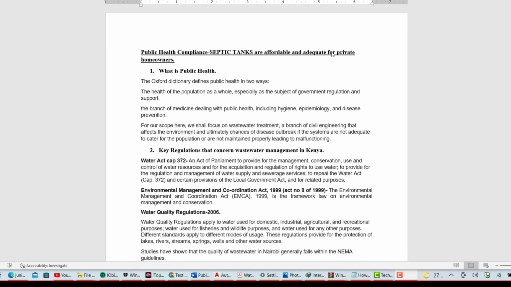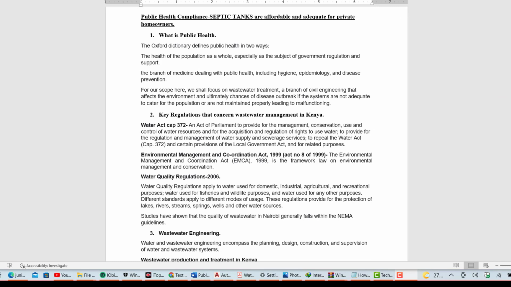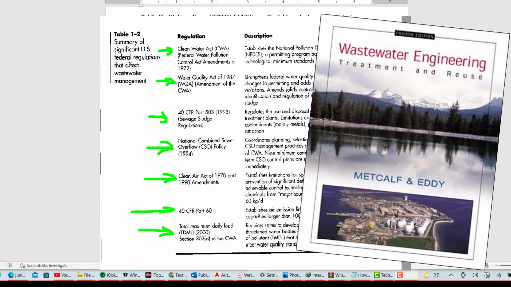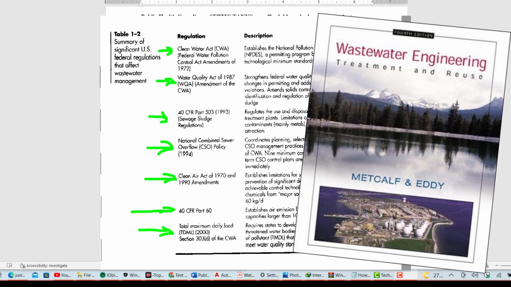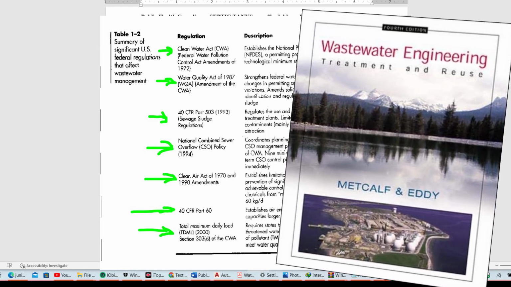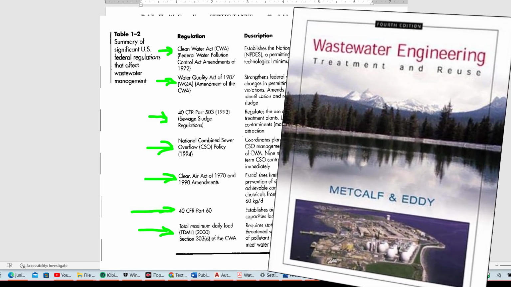In terms of regulations that govern wastewater management in Kenya, even if you compare to America, let me not use specifically America, but Europe is far ahead in terms of legislation on wastewater management, and they started as early as the 1970s. And if you are a student of civil engineering or a practitioner, you should be familiar with the book Metcalf and Eddy, which is the most comprehensive textbook that is used for this branch of civil engineering, wastewater management. So that is very important.